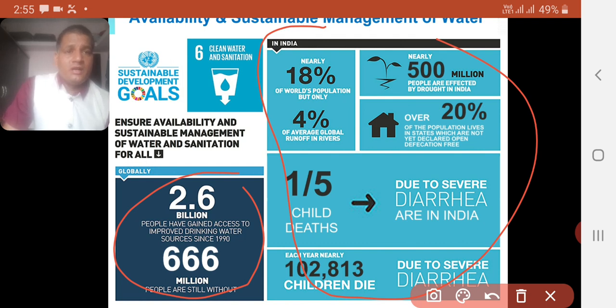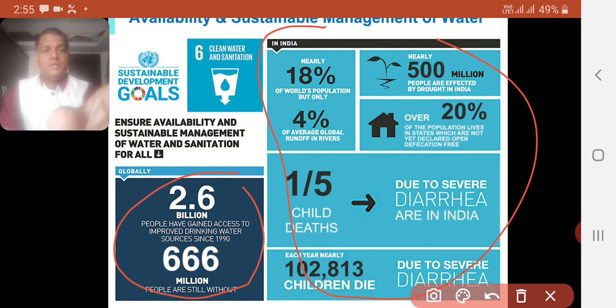One in five child deaths due to severe diarrhea are in India. One in five child deaths are observed in India. Each year, nearly 1,218,113 children die due to severe diarrhea. So this is a major problem in India due to contaminated water and water pollution. When that contaminated or polluted water is consumed by the people, it mostly affects the children as well as the old age groups.